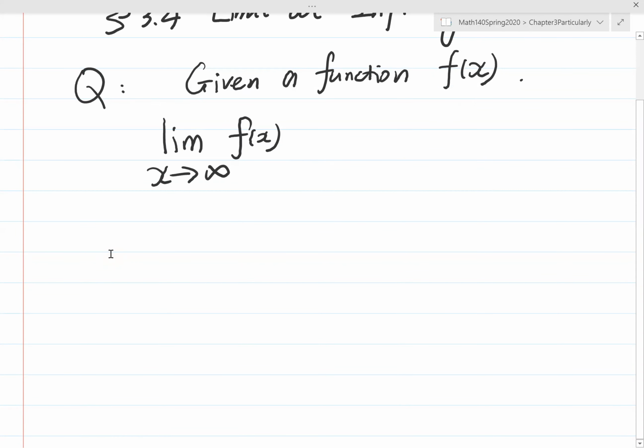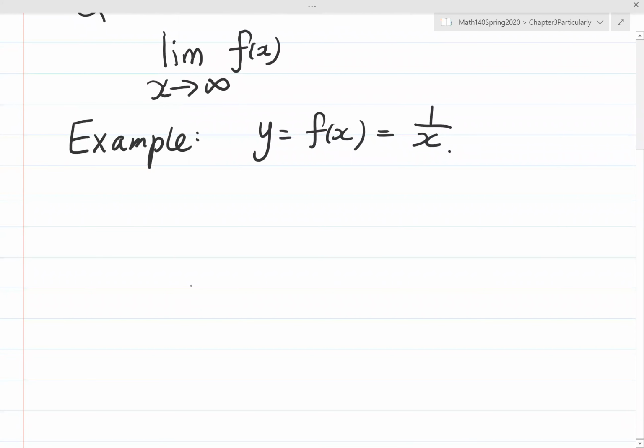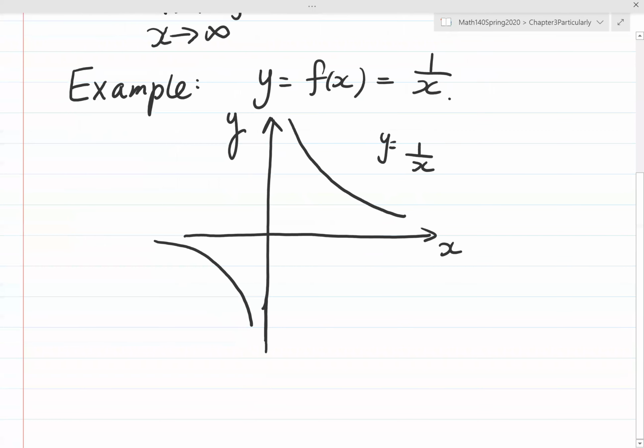Okay, for instance, an example: let y equal f(x) to be 1 over x. Now, if you plot its graph, this is the graph of y equals 1 over x. This is x, this is y. Now we have another branch. Okay, this is another branch.